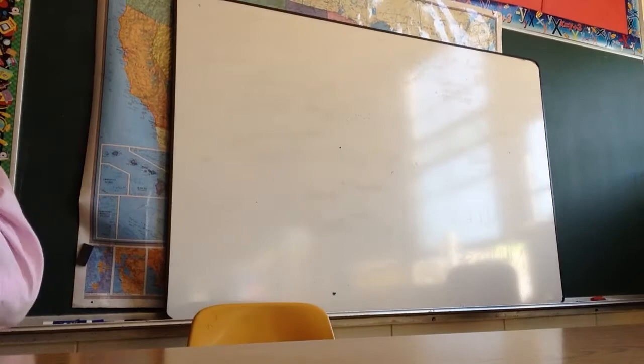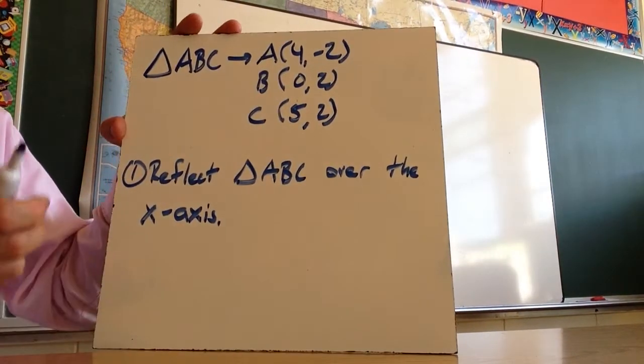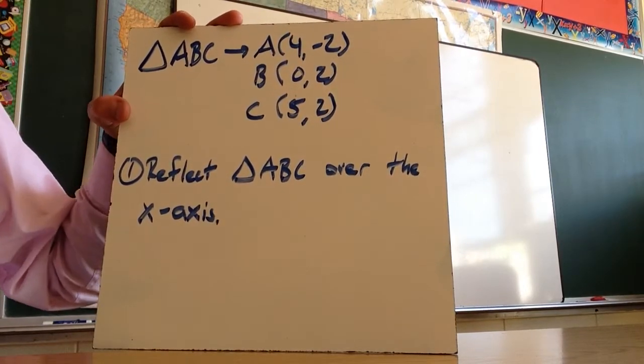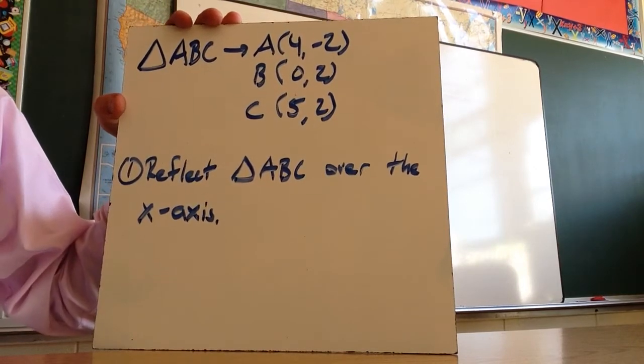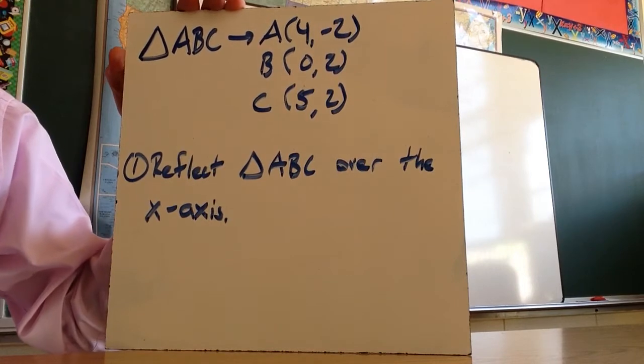All right, I'm going to have you practice. Here's a triangle for you. The triangle ABC: A is at 4, comma, negative 2. B is at 0, 2. C is at 5, 2. I want you to reflect this triangle over the x-axis. You can pause the video at this time to practice this problem.